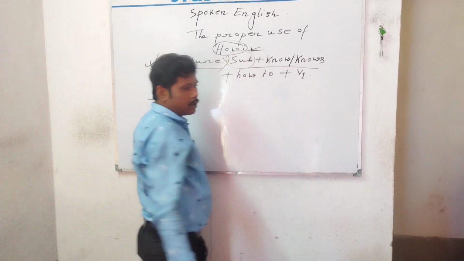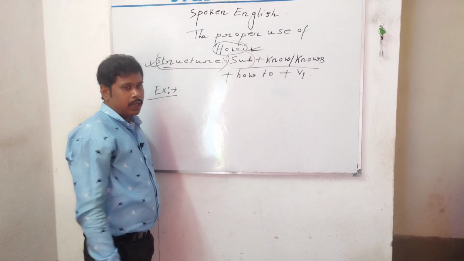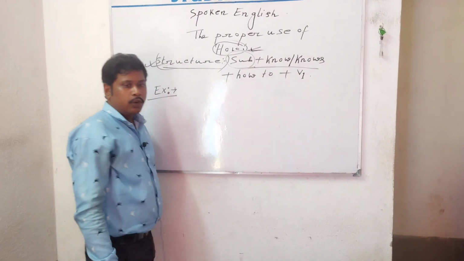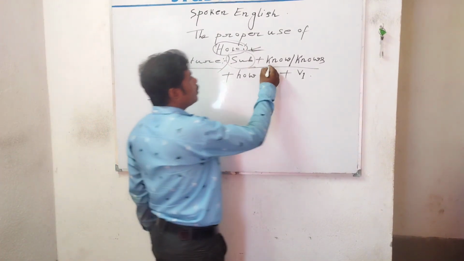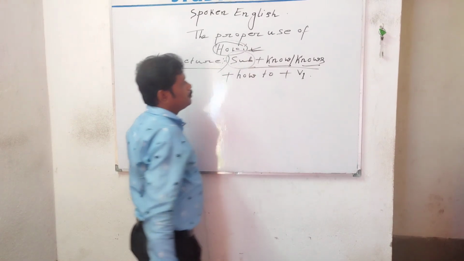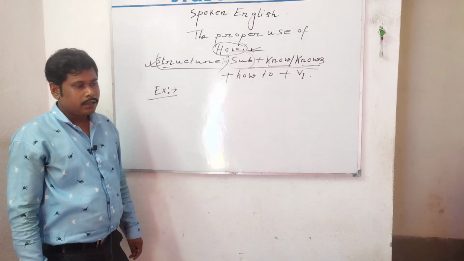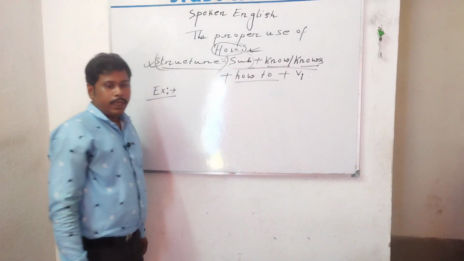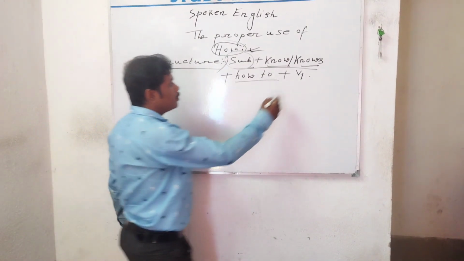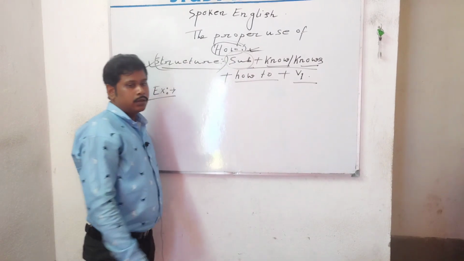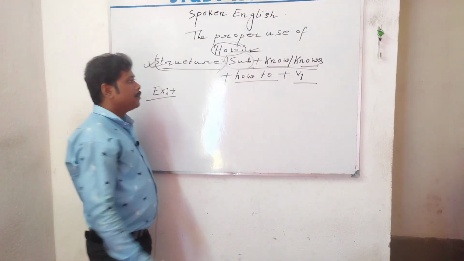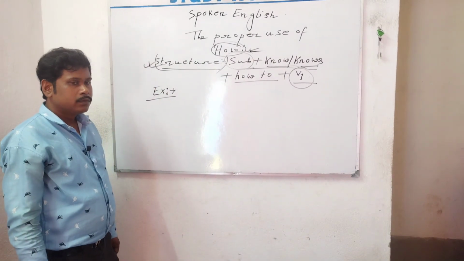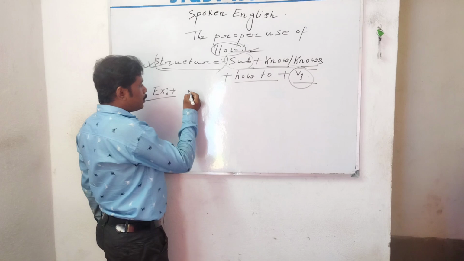At first you have to use a subject, and then you have to use the main verb, know. And then you should use how to. You have to use how to and then you should use to verb 1, the main verb present form. Look at the board, everybody.